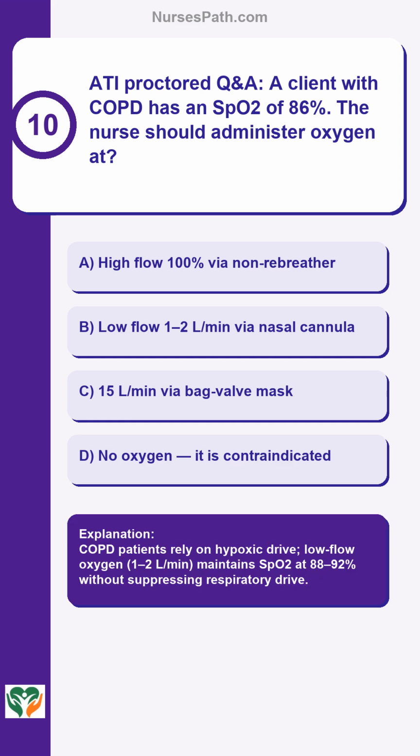COPD patients rely on hypoxic drive. Low-flow oxygen, 1 to 2 liters per minute, maintains SpO2 at 88 to 92% without suppressing respiratory drive.